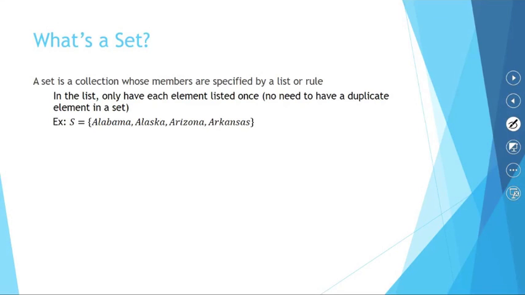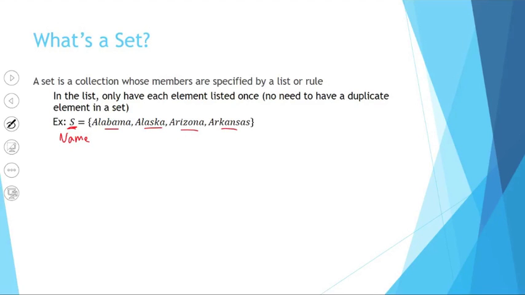So here's an example of a set. Set S, the name of the set here, includes Alabama, Alaska, Arizona, and Arkansas. So this is a set of all the states whose name starts with A. Again, it's just a collection of all the states' names starting with A.